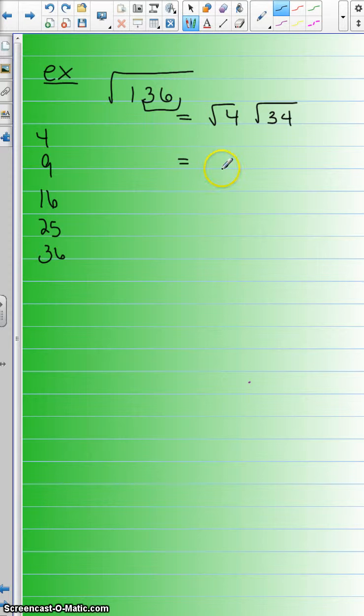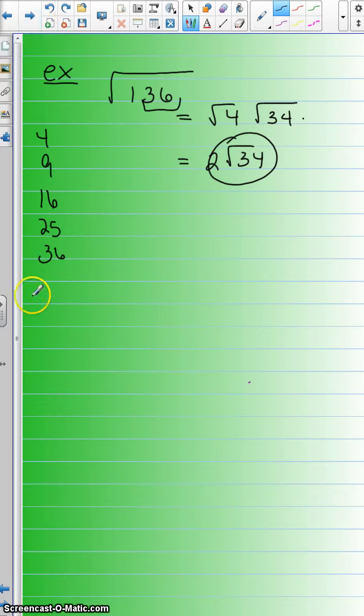Now if I look at that 34, the 34 is made from 2 times 17, so none of the perfect squares will go in there evenly. The square root of 4 is 2. Since nothing divides evenly that's perfect into the square root of 34, it remains square root of 34.